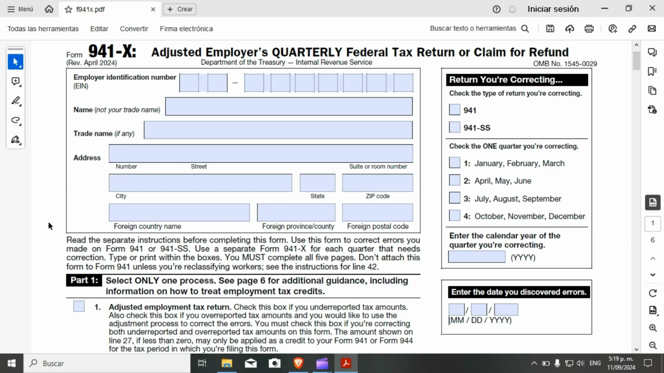So we're going to do just a quick summary again. Okay, so again, this is just normal. You fill out your EIN number here, your name, your trade name, your address, etc., so they can identify you. You're correcting a 941, and then here you select the quarter for correcting it. Let's say, for example, we're in September right now, and we were going to correct last quarter, which is April, May, June. And then here we would put the year that we're correcting the quarter in. So that would be 2024. And then here would be the date you discovered the errors, which would be today. In today's case, it's September 11th, 2024.